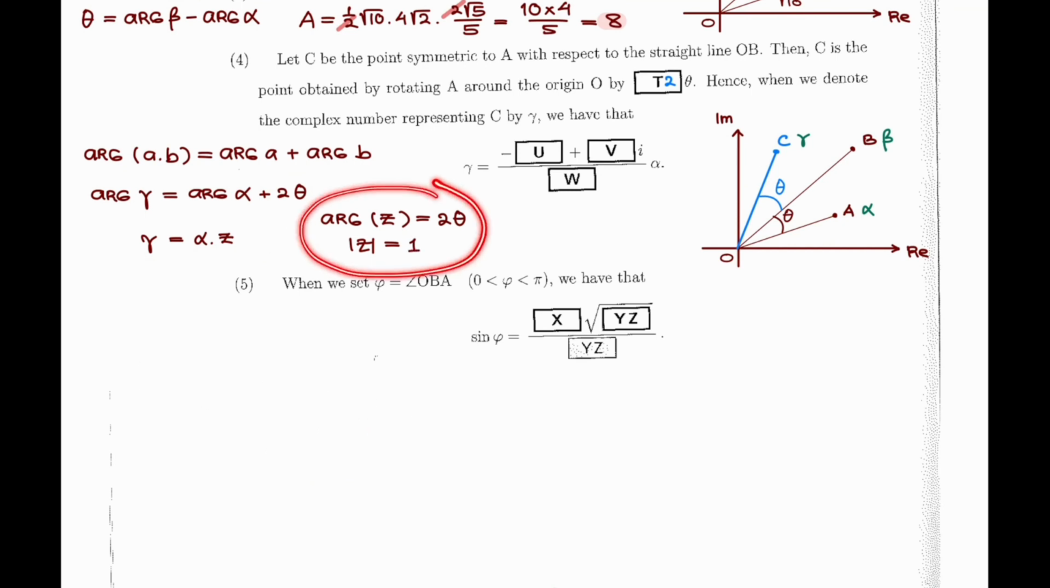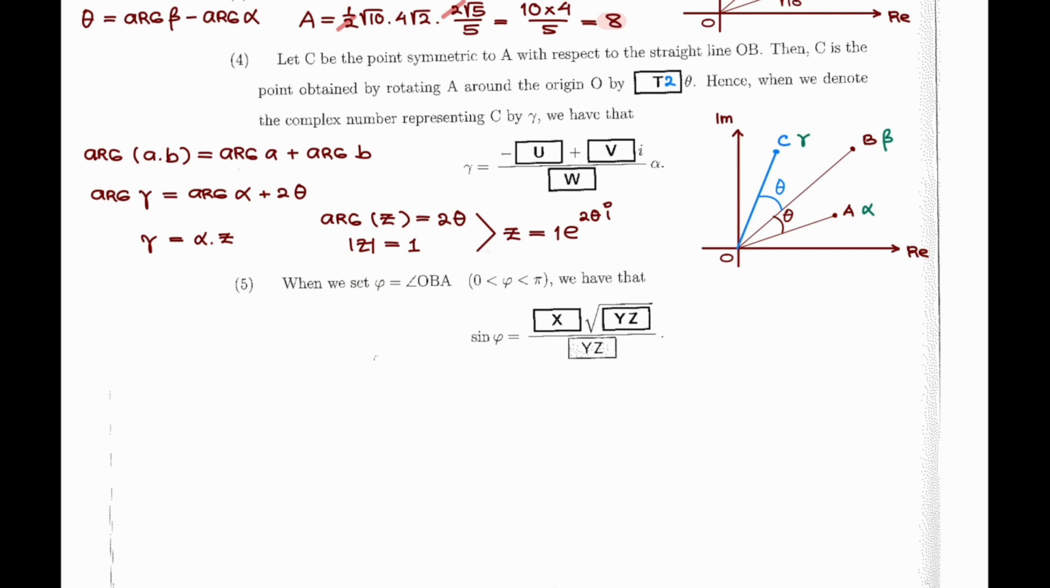From this information, I can express complex number z in exponential form. You need to know the basics of complex numbers before you can solve this question. There are 3 forms of complex number. The first is the Cartesian form, the second is the polar form, and the third is the exponential form. I will express z, the new complex number here, in the exponential form. In exponential form, z is equal to the modulus of z, which is 1, times e to the power of argument times i. The argument of z is 2 theta, so 2 theta times i. This is the exponential form of z.